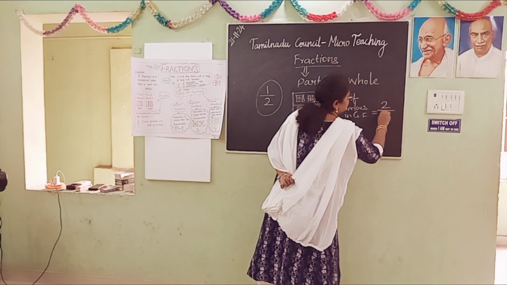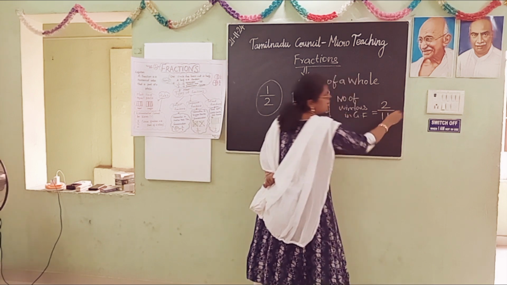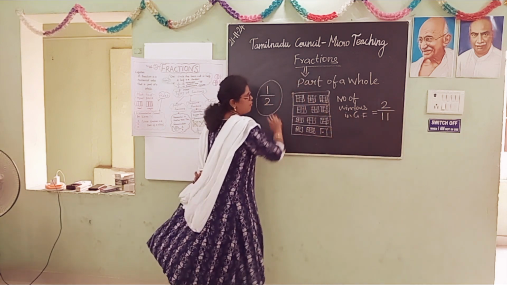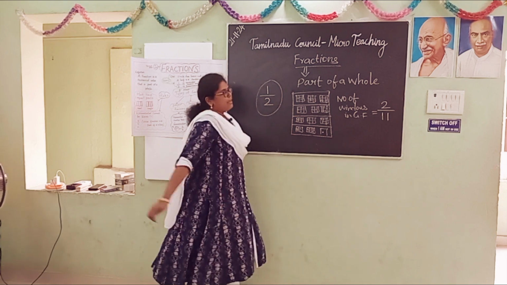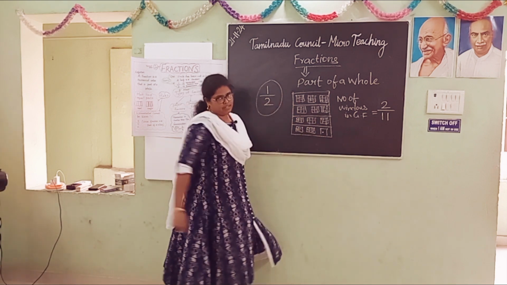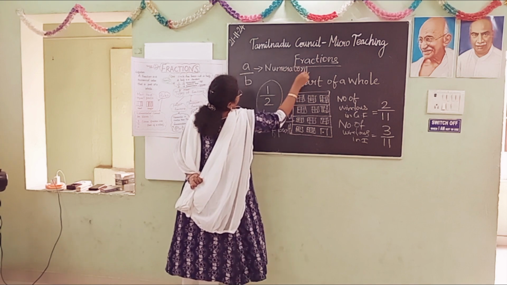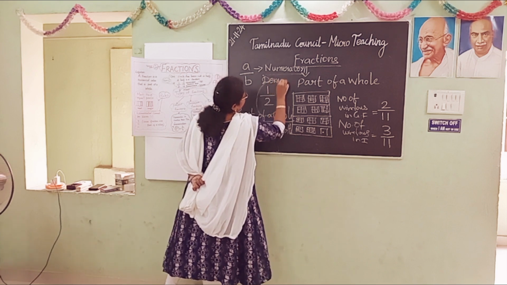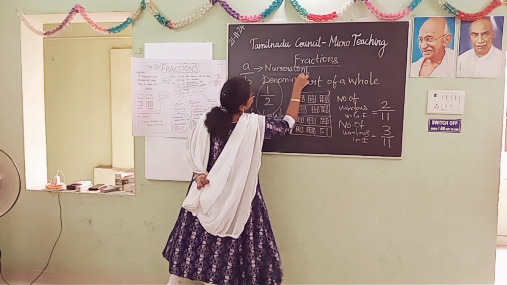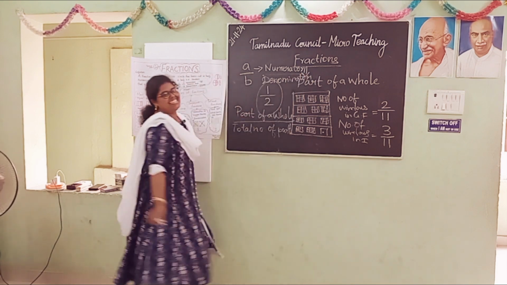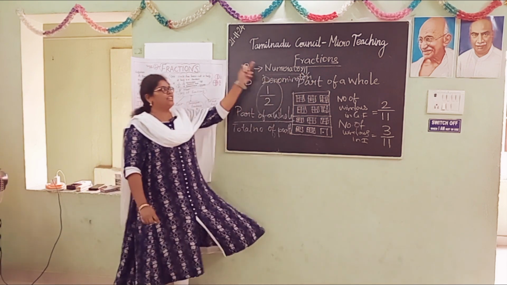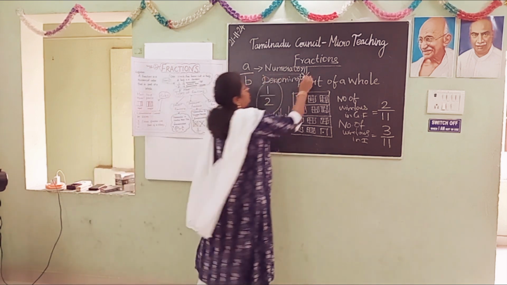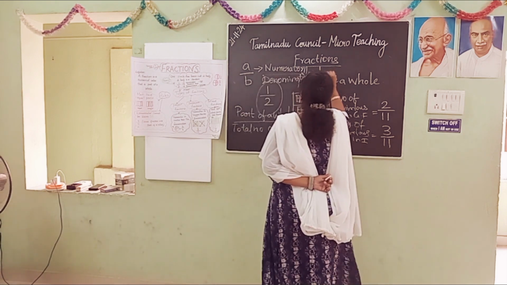11 windows. So the total number will be written in the bottom, and the part of a whole will be written on the top. The number on top is called the numerator, and the number in the bottom is called the denominator. What is the number in the bottom called? Denominator. And the line dividing the numerator and the denominator is called the fraction bar.